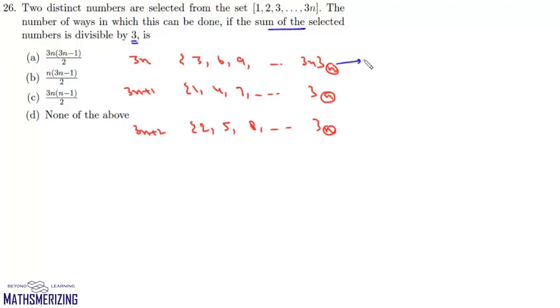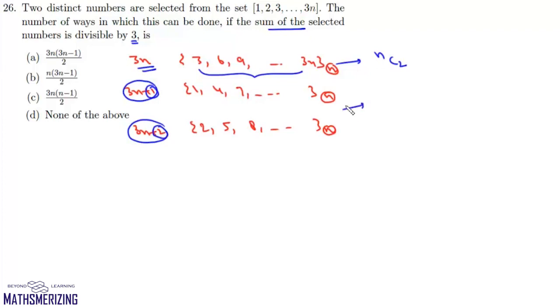The first possibility is if we select both the numbers from this set, then the sum of these numbers will be divisible by 3. So one case is we have to select any two numbers from this set, and it can be done in nC2 ways. Another possibility is if we select one number of the form 3n plus 1 and the other number of the form 3n plus 2, then if we add them, the remainders will add up to 3. Then the sum will be divisible by 3.